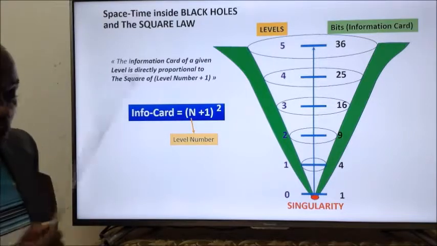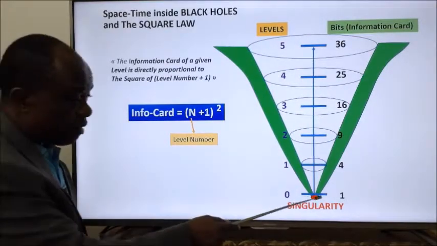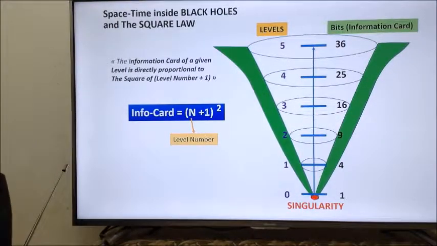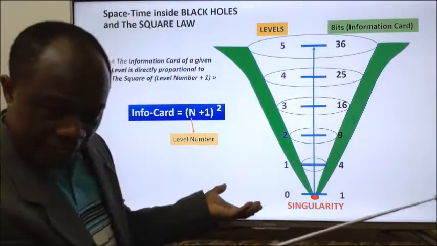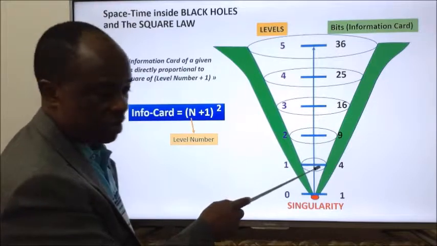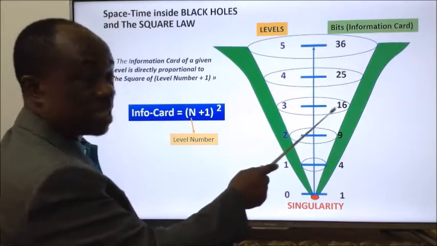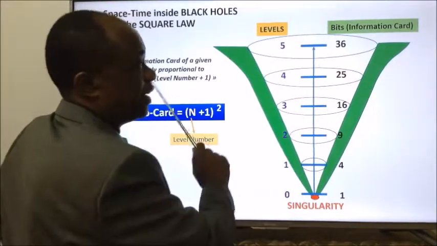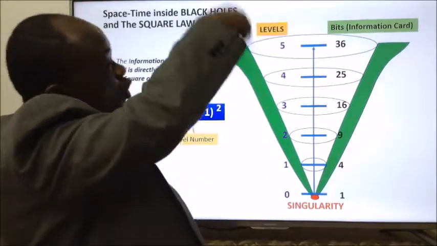The square law works here. So how does it work? The singularity, which is here, is just one bit of information. Then this number will split or duplicate into 4 other numbers at the first step. Next, it will duplicate to 9. Step number 3 becomes 16. Step number 4, it will become 25, 36, 49, 64, 81, 100, 121. So you go on.